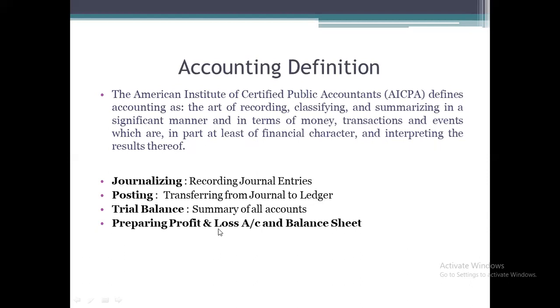I'm recording all the incomes. Then at the end of the day, it would give me whether my business is running into profits or going into losses. So once I prepare the profit and loss account, then I'll move to the balance sheet.